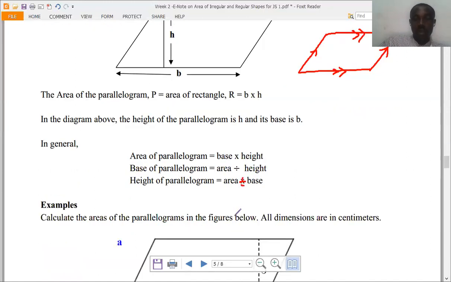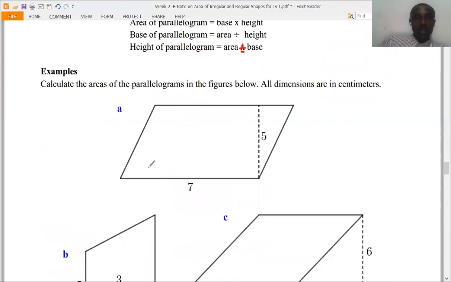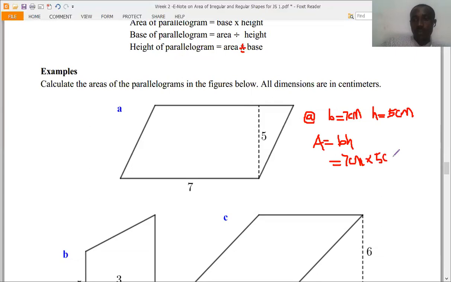All right, having said that, let's look at some examples. Say, calculate the areas of the parallelograms in the figure below. For parallelogram A, we are given the base as 7 centimeters, all dimensions are in centimeters, while the height is 5 centimeters. Substituting in the formula, the area of parallelogram A is equal to base times height, which is 7 centimeters times 5 centimeters. That will give us 35 centimeters squared.